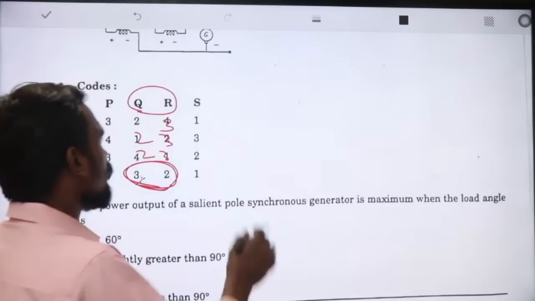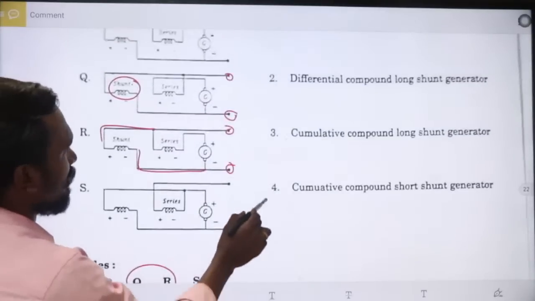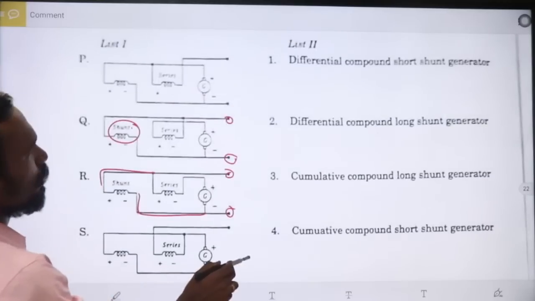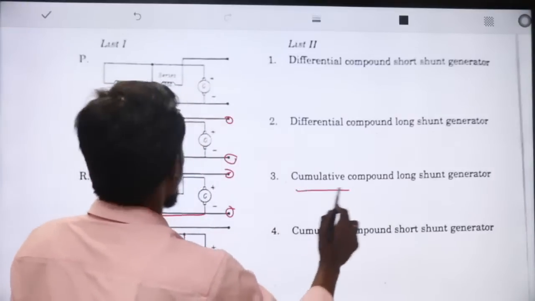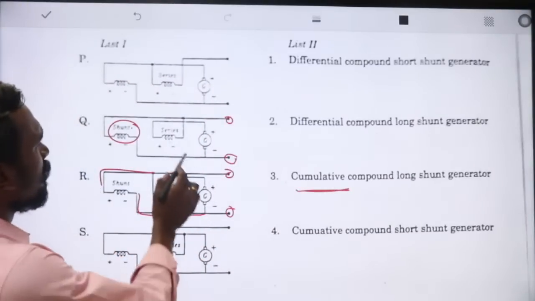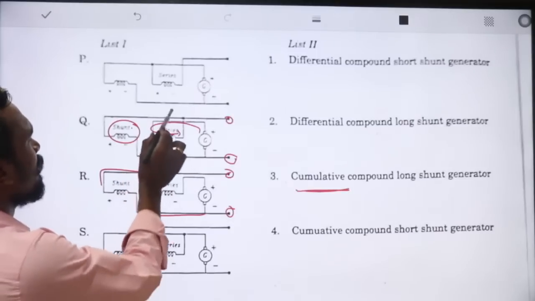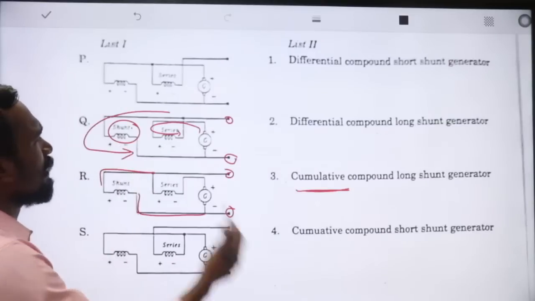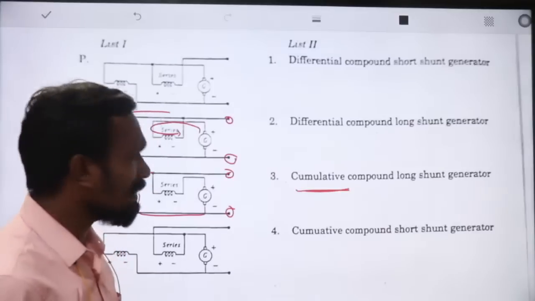Yes or no? Of course, you can go through that. The given Q is the 3 and R is the 2, Q is the 3. This is cumulative compound they given, because see here the current will flow like this, plus 2 minus. Here also the current will flow plus 2 minus. Yes, we can get it easily.